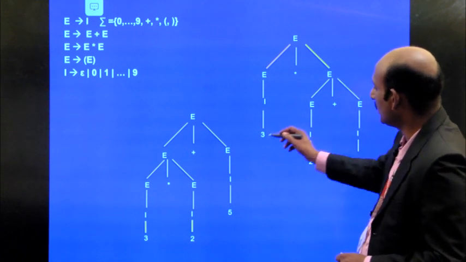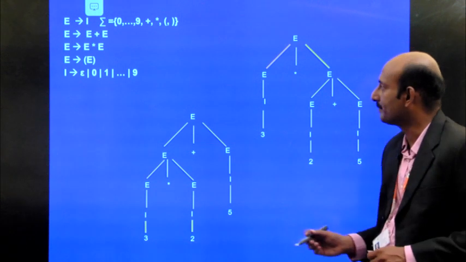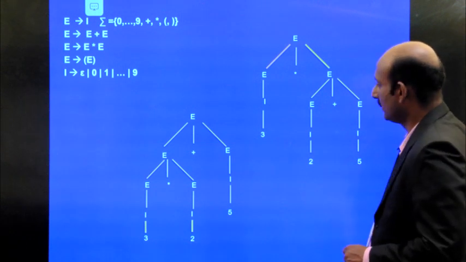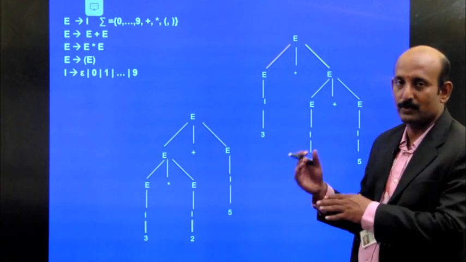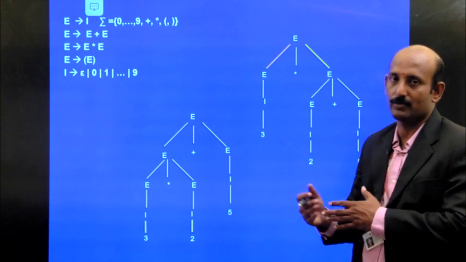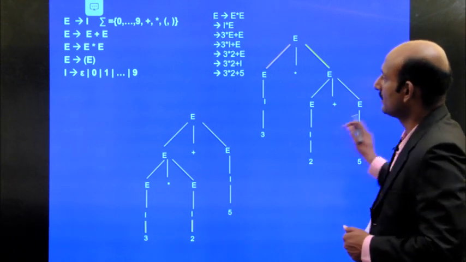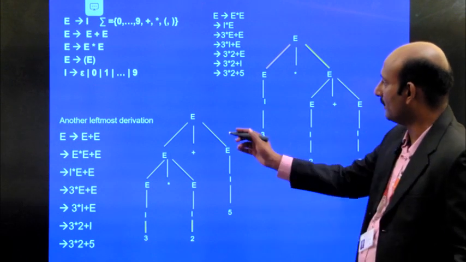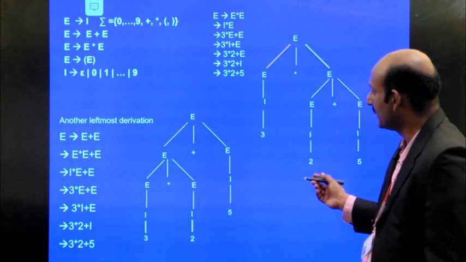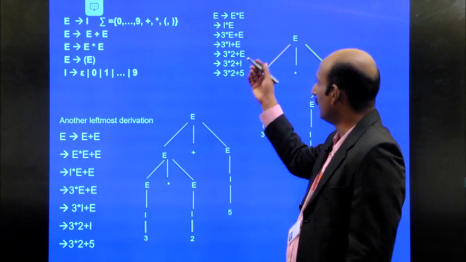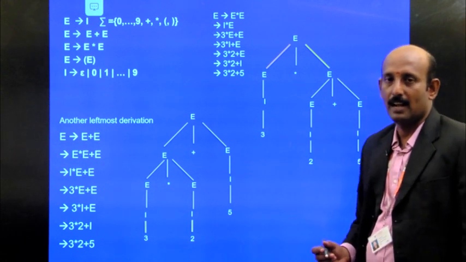Here we can take E implies E star E, then we can generate the same string. This is the graphical representation using parse trees, while the previous one was in production format. So look at this: there is another leftmost derivation for the same input string. There are two leftmost derivations, leftmost derivation 1 and leftmost derivation 2, for the same input string. So the given grammar is an ambiguous grammar.